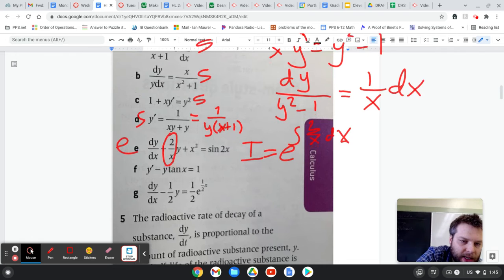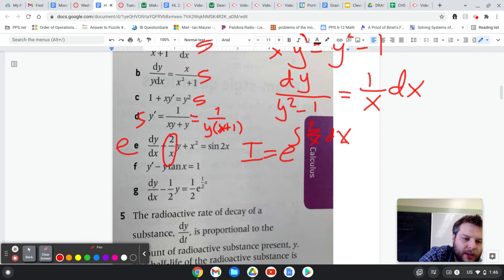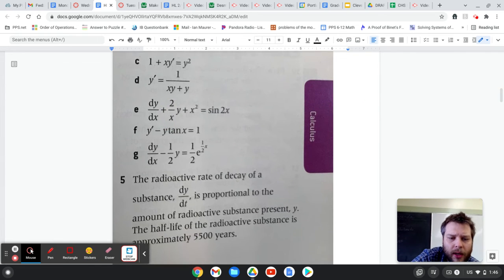Let's see, what about f? F also looks exact to me because we would multiply by e to the integral of tan x, and it looks the same. You could do the same exact equation on G as well. So I'm not seeing any that are homogeneous at this time. So separable and exact. All right, moving on along.